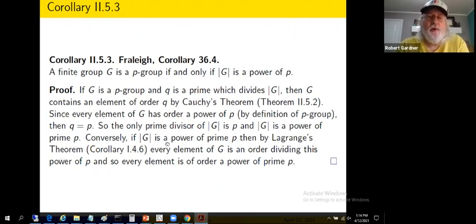Conversely, if the order of G is a power of prime P, Lagrange's theorem tells you the order of an element divides the order of a group. Well, then the order of that element would have to divide this power of P, and the element itself would have to have some power of P order. So P group if and only if the order is a power of P. I wouldn't be surprised if you don't find references out there that give this as the definition of a P group. We've taken a different angle on it, but this is equivalent to our definition.